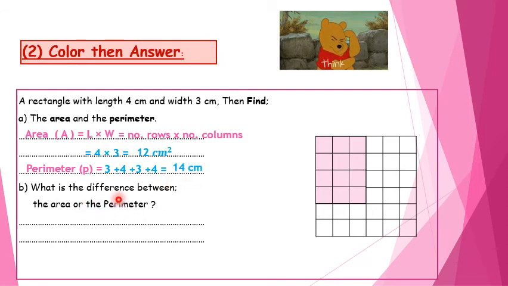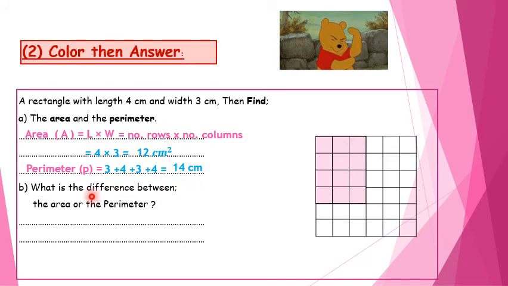He asked me what's the difference between the area and the perimeter. In this question, he doesn't mean to subtract the area from the perimeter because we can't subtract two different units. Again, we can't subtract two different units. So this is centimeters squared and this is centimeters, so I can't subtract this from this one.